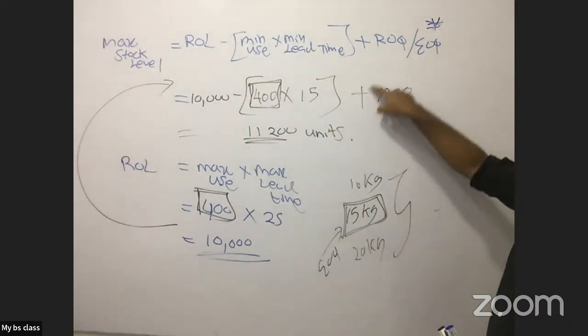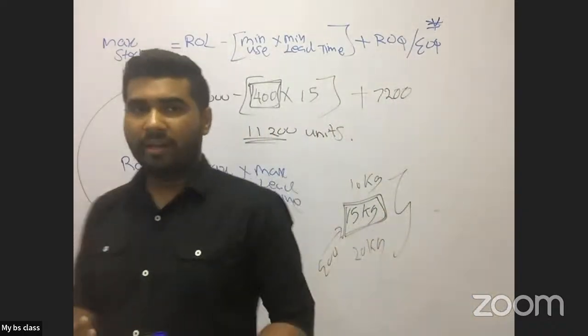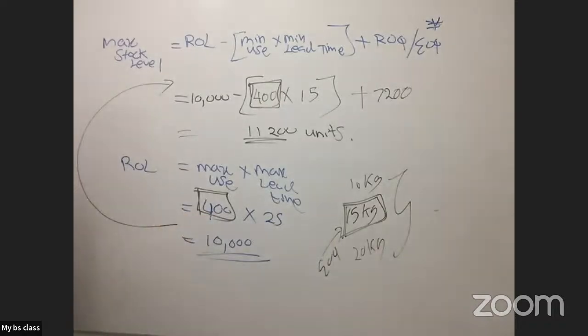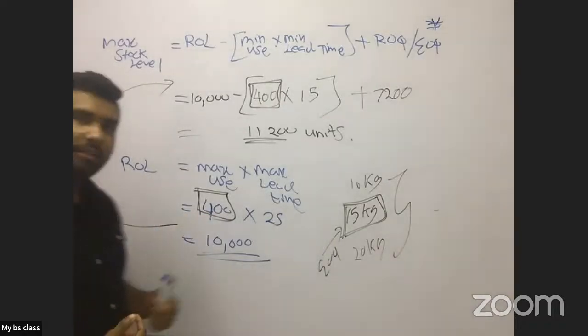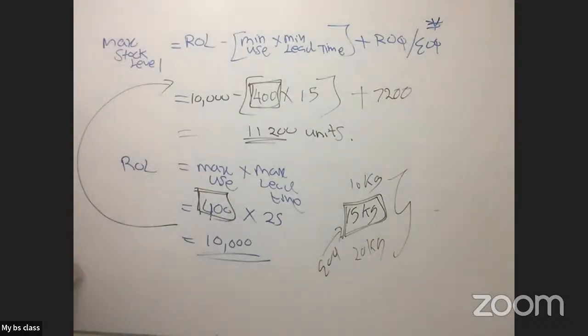In this case, 7200. ROQ means re-order quantity. How much quantity do you have in one order? Then your order can be the economic order quantity. Right, I think you are clear with this, and let's move to the next question.